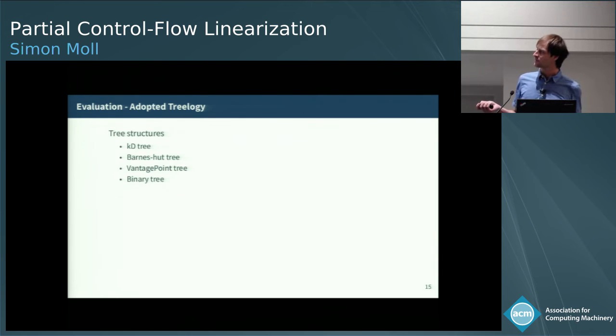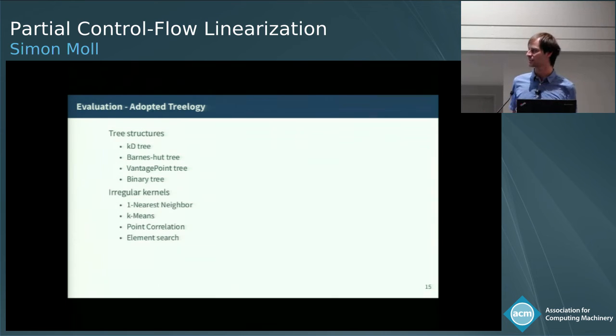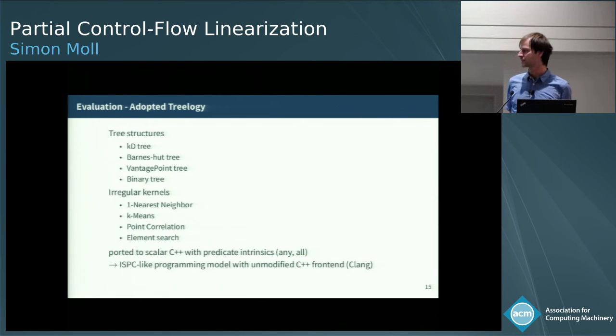And so for the first part of the evaluation, we looked at tree structures and traversal codes of tree structures adopted from the Treelogy benchmark suite. And this is a KD tree, a ball tree, a vantage point tree, and a binary tree. We actually added the binary tree to the suite. And we look at kernels that operate on these data structures, for example, a one-nearest neighbor search, a k-means algorithm, point correlation, and in case of the binary tree, it would be an element search. And importantly, these were all implemented with scalar C++ code, only using these any/all intrinsics. So we didn't need to modify the front end, unlike what is necessary, for example, for ISPC.